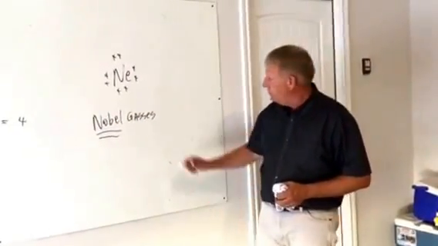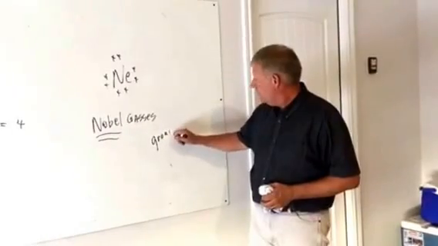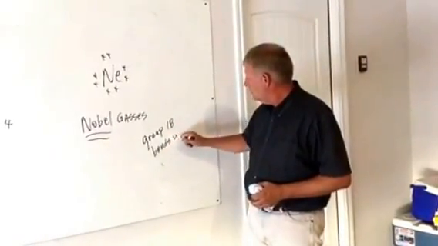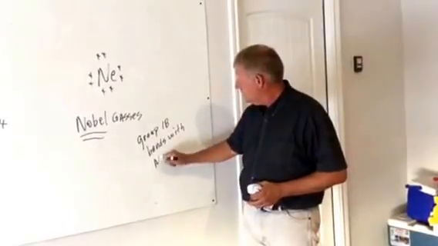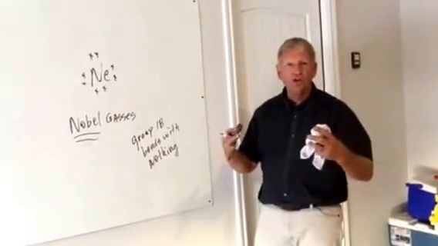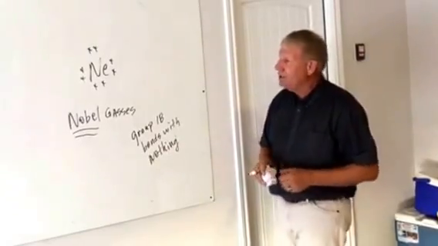But noble means doesn't bond with anybody. So what bonds with group 18? Nothing. Nada. Group 18 is solid. Noble gases can't be broken down.